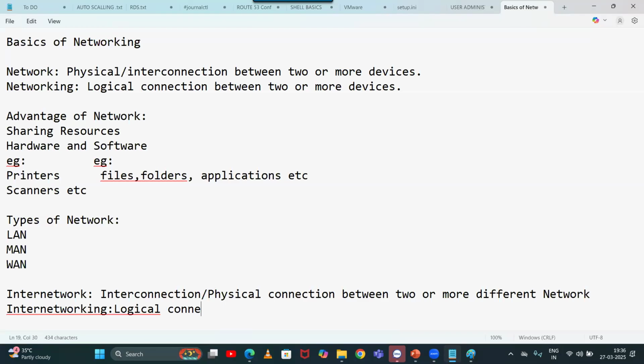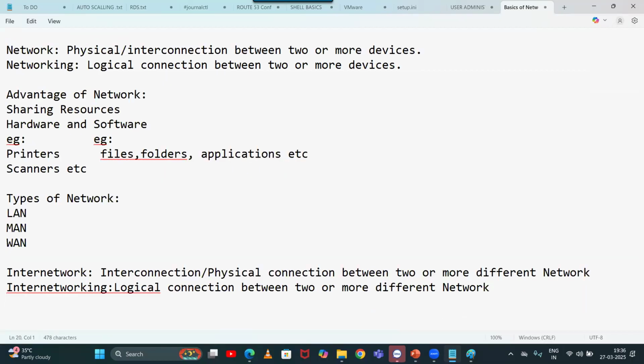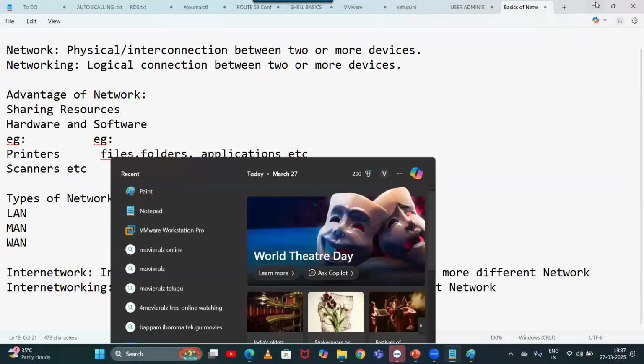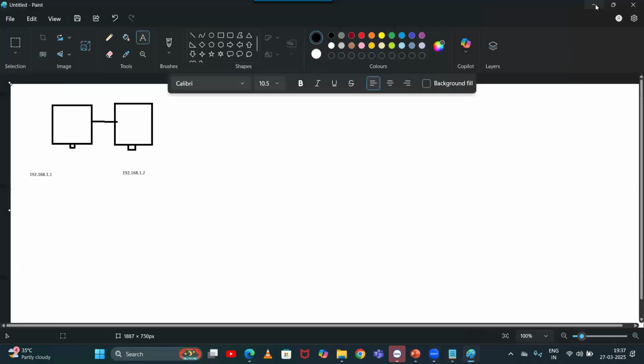Logical connection between two or more different networks is called internetworking. I'm not talking about the internet, I'm talking about internetworking. I'll give you one example for this. This can be a LAN connection with a WAN. Any combination can be there, right? Yes, I'll show it.